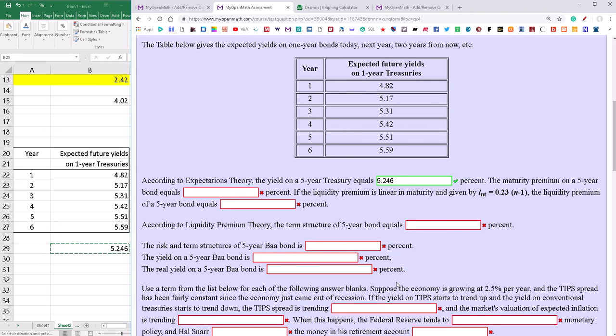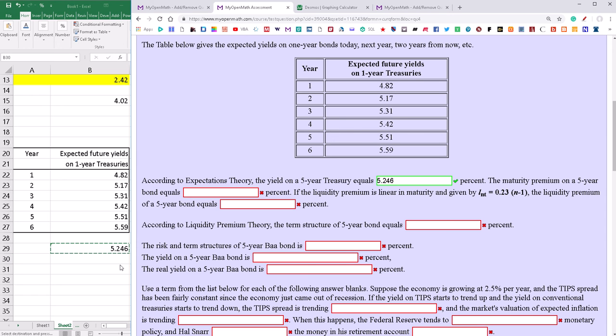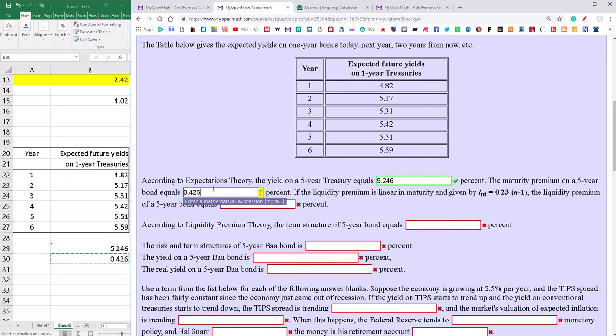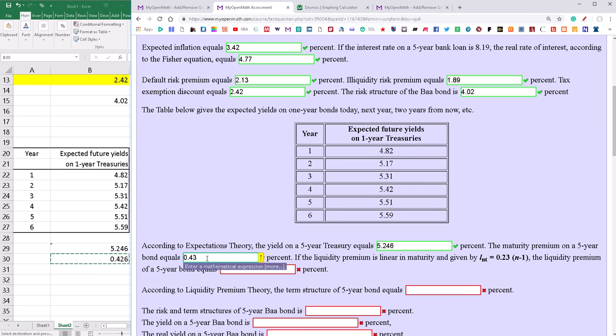Okay? The maturity premium on a 5-year bond is the difference between the 5-year bond rate and the 1 year bond rate. So the maturity premium here is 0.426%. My open math didn't like the 3 decimal, so I changed it to 2 decimals.